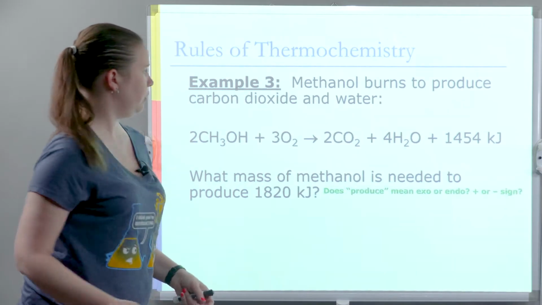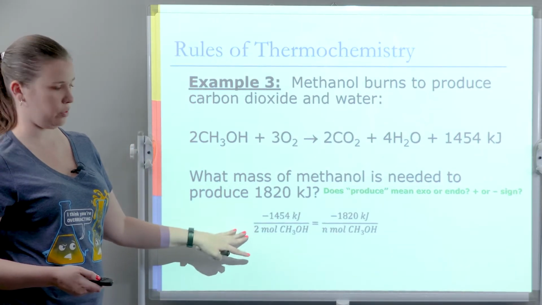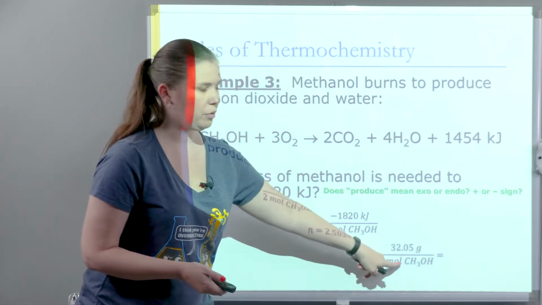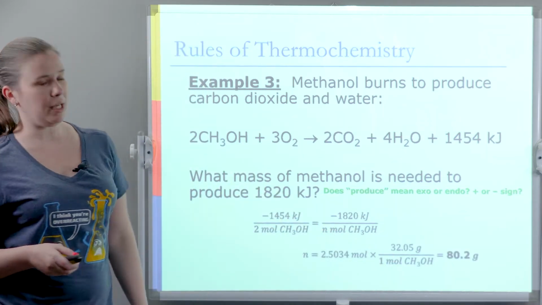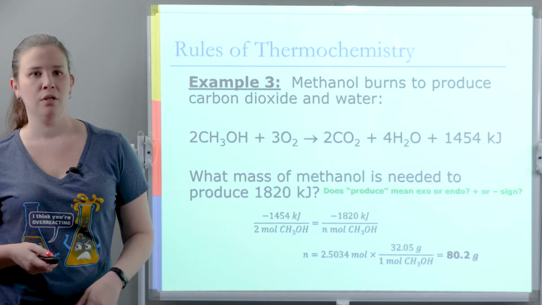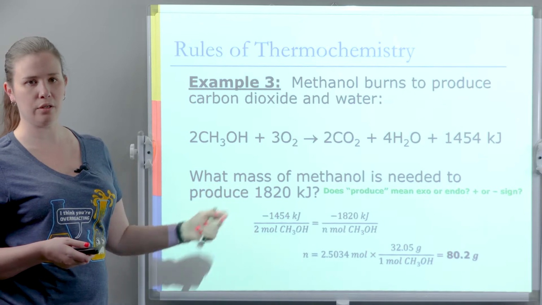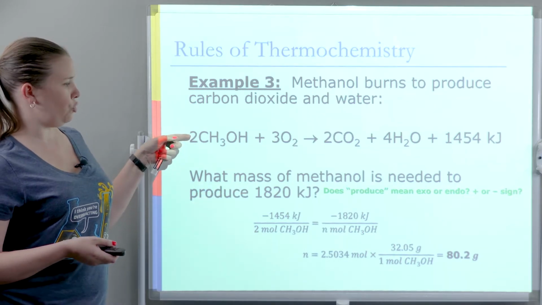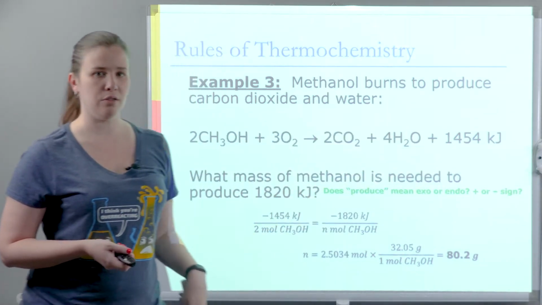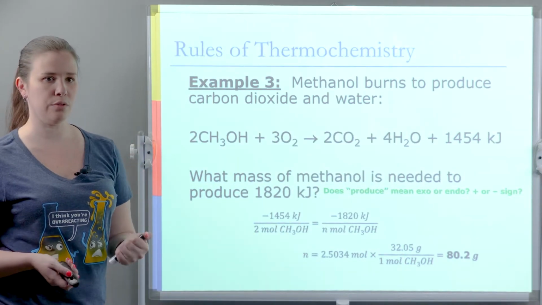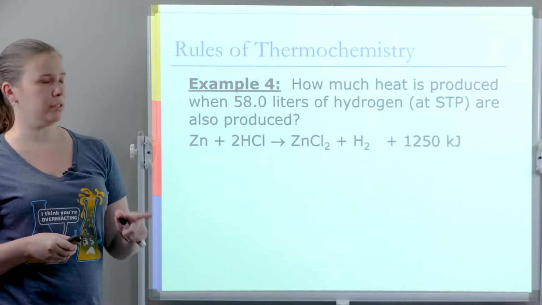All right, here we go. So this is kind of showing you can also set it up as a proportion, but then you have to worry about the molar mass separately. So either setup you want to do, the final answer would be 80.2 grams. It takes 80.2 grams to produce 1,820 kilojoules, since 2 moles of methanol produces 1,454 kilojoules. It's all about converting. Let's do one last one.